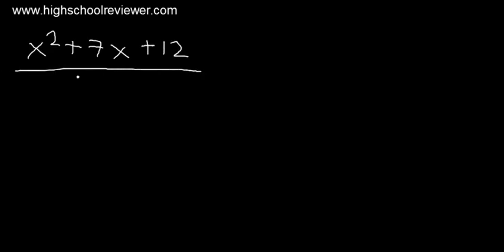Another example, we have here x squared plus 7x plus 12 all over x squared minus 9.